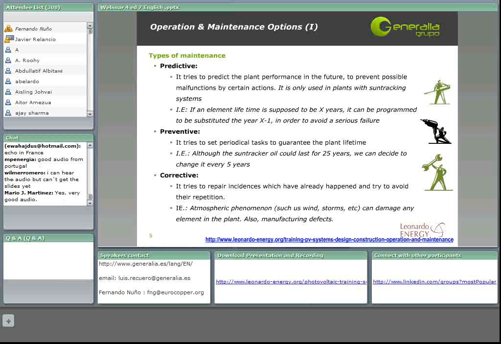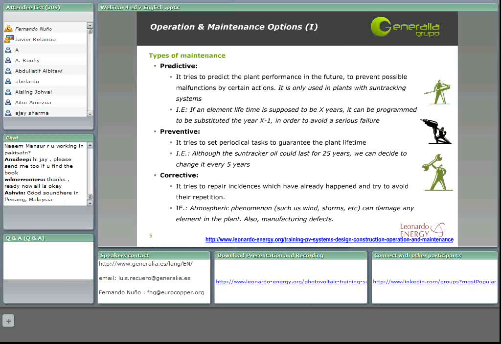corrective maintenance. The predictive maintenance is a type of maintenance which is only used in solar plants with sun tracking systems, and which tries to predict the plant performance in the future in order to prevent possible malfunctions. An example could be that if a piece of a sun tracker is supposed to live during 10 years, we can substitute it the 9th year in order to avoid a serious failure in the future.